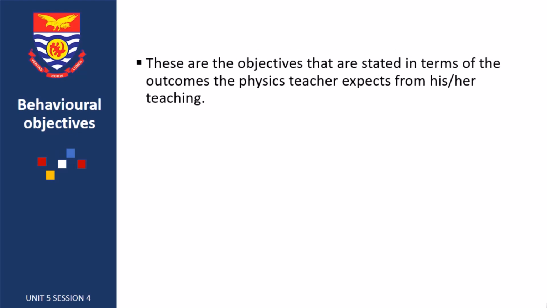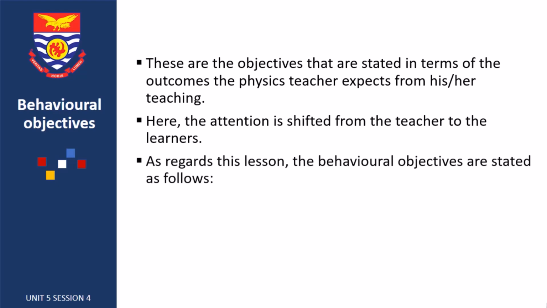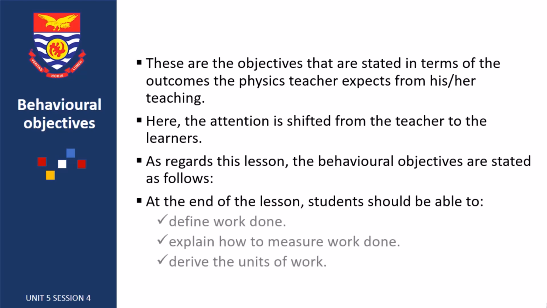Now let's look at behavioral objectives. These are the objectives that are stated in terms of the outcomes the physics teacher expects from his or her teaching. And so you see that the attention is now shifted from the teacher to the learners. As regards the topic that was stated, the concept of work, we can have a behavioral objective stated as, at the end of the lesson, the students should be able to define work done, explain how to measure work done, and derive the units of work.